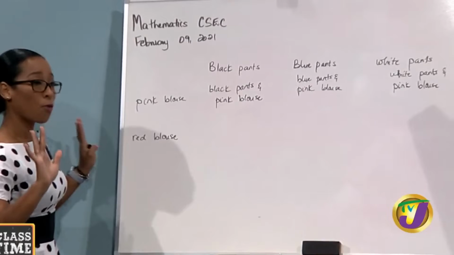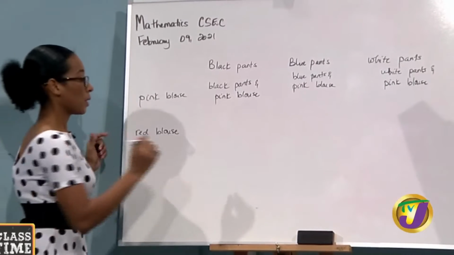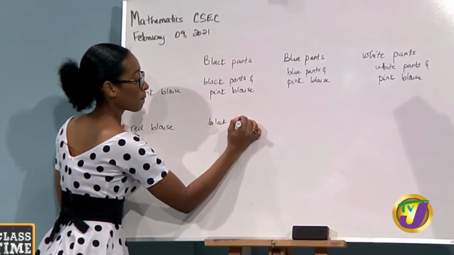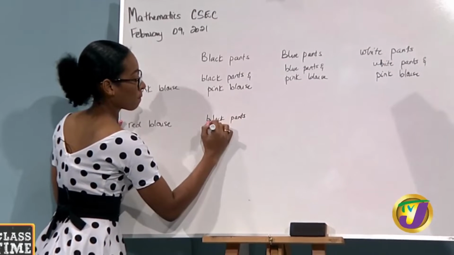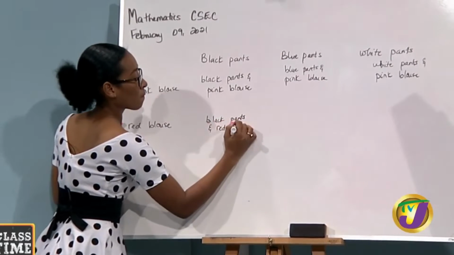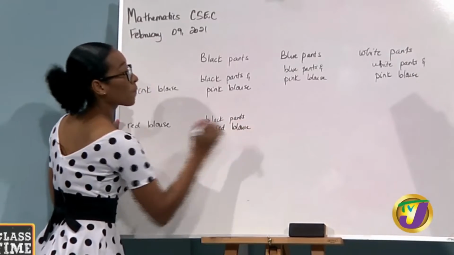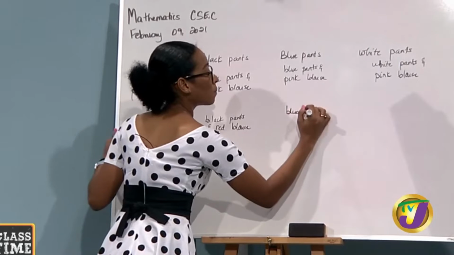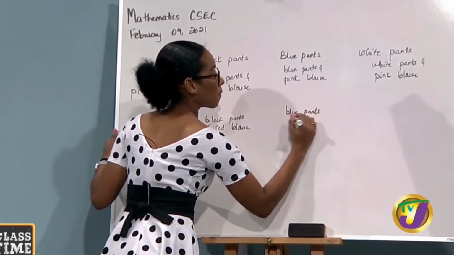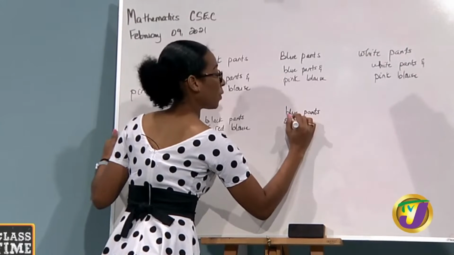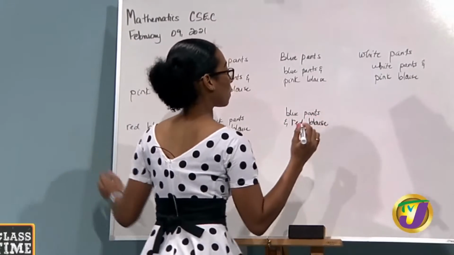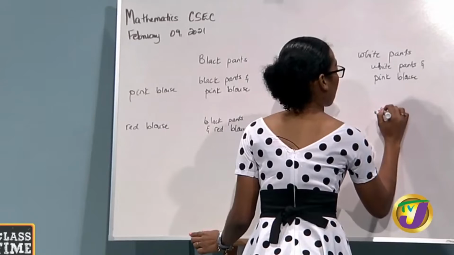So now we're on to the red blouse. Excellent. So she can wear the red blouse with the black pants. She can also wear the blue pants with the red blouse. And then she can wear the white pants with the red blouse.